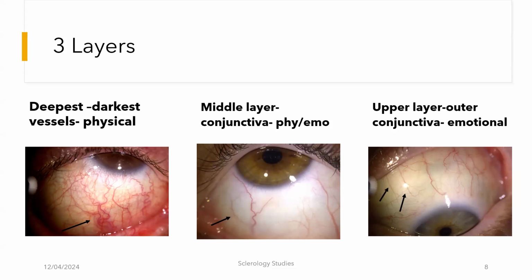So the darkest layers are seen at the episclera layer. The middle layer is where we can see the physical and the emotional aspects, in the conjunctiva. This would be a physical line, and this line coming off of that would be your physical and emotional line. This is going to tell you that whatever is going on in this area is also tied up to the physical, but to the emotional as well.